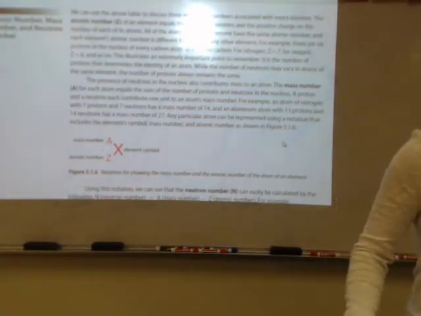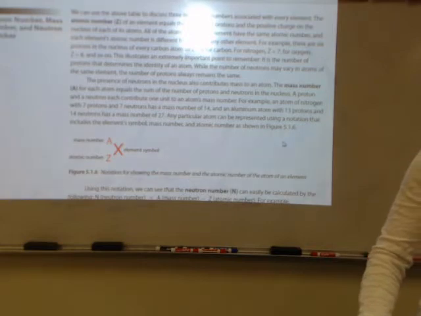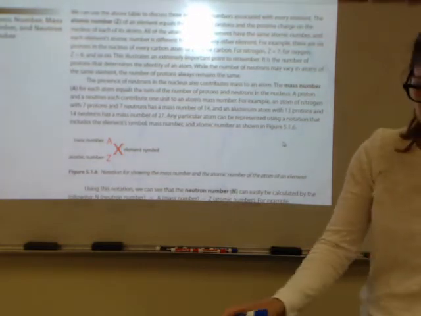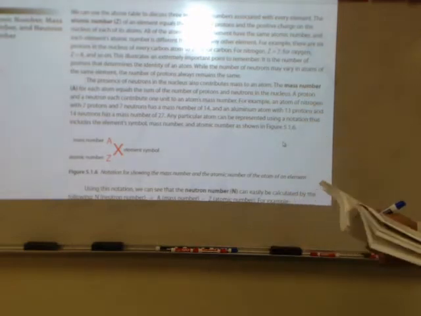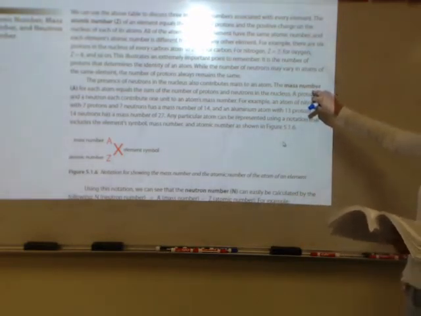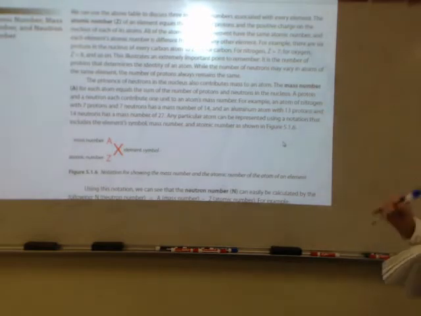The atomic number is abbreviated with the letter Z. It is the number of protons and the positive charge in the nucleus. The mass number is abbreviated with the letter A, and that equals the sum of the protons in the nucleus and the neutrons in the nucleus.